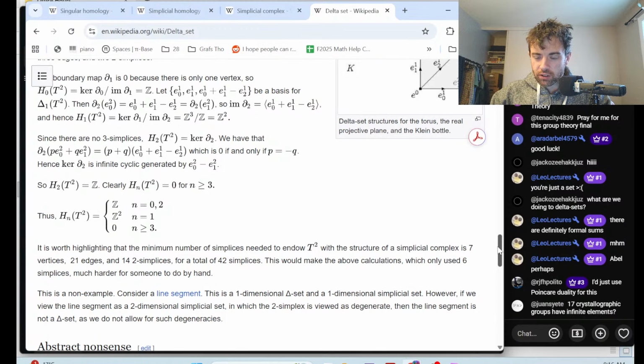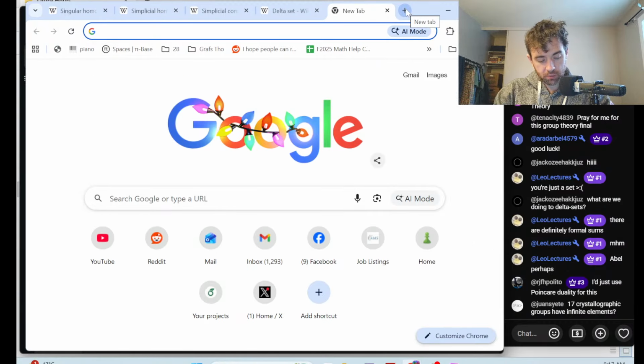17 crystallographic groups have infinite elements. Yeah, because you should be able to translate, or translations are allowed in the crystallographic groups, right? So it should, but they're finitely generated, right? Am I crazy? Let's fact check me.